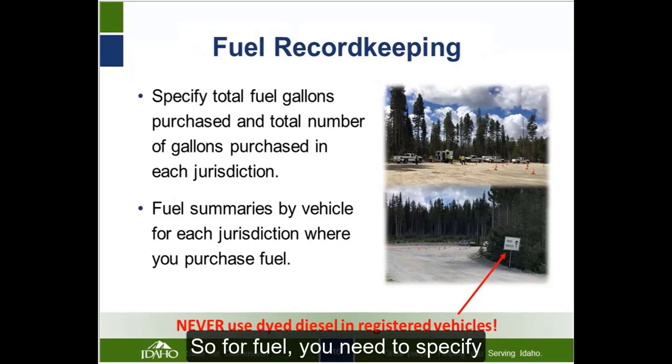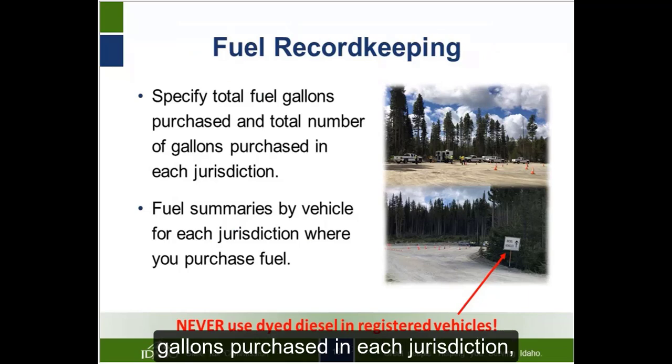For fuel, you need to specify the total gallons and the number of gallons purchased in each jurisdiction, and that also needs to be summarized by jurisdiction and vehicle. And down here we point out to never use dyed diesel in a registered vehicle. There's no tax in dyed diesel, and it's actually illegal to use dyed diesel.